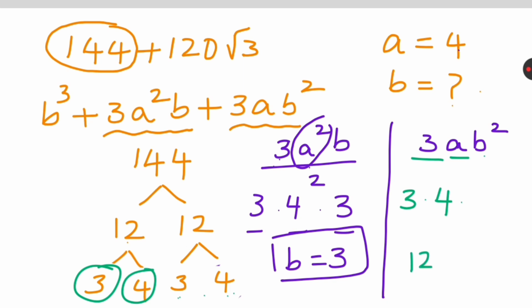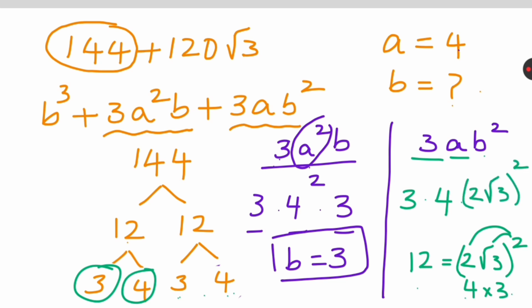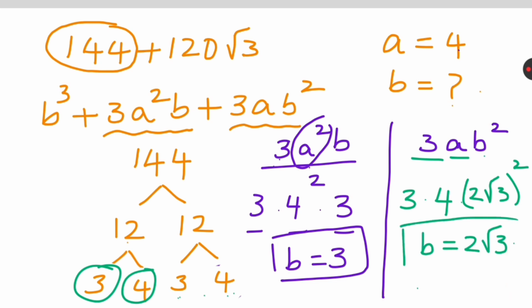So this 12 we can write in terms of b square, that is 2 root 3 whole square, which gives 12. See, 2 square, that is 4, and root 3 whole square, that is 3. So 4 times 3 is 12. So b square we can write as 2 root 3 whole square. So here our b value is 2 root 3. So we are getting two b values and we don't know which one is correct. Just simply find out which one is correct, then it is easy to find the value.